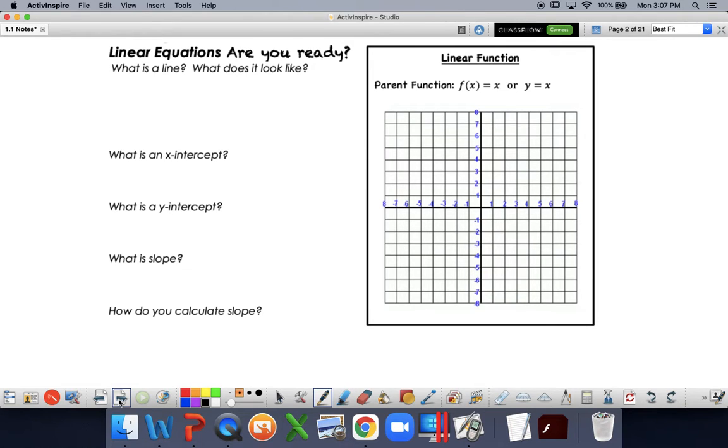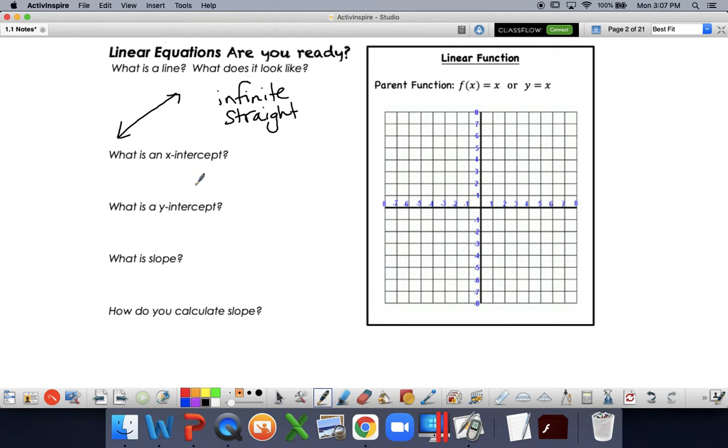So linear equations, what are they? What is a line? What does it look like? Well, often if you ask students, a line kind of looks like this. It goes on and on forever in both directions, so we would call that infinite. Also, it's always a straight line. Something we want to consider is that it's always straight.